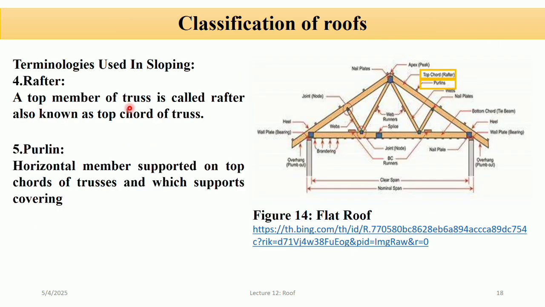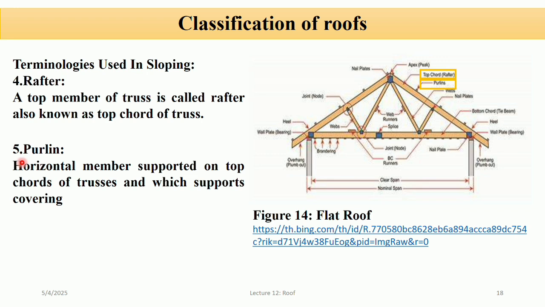Rafter. So a top member of a truss is called a rafter, also known as the top chord of the truss. You can see in the figure this is the rafter or top chord. So it supports the roofing material like sheets or tiles, and it transfers the roof loads like snow, wind, and self-weight to the truss joints or wall.